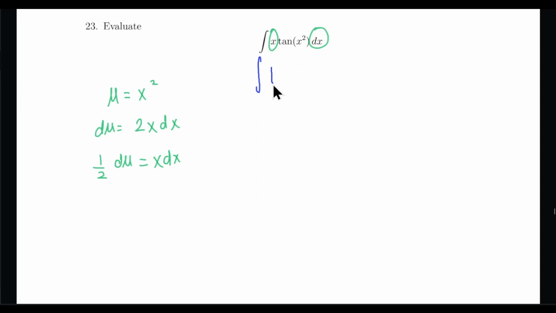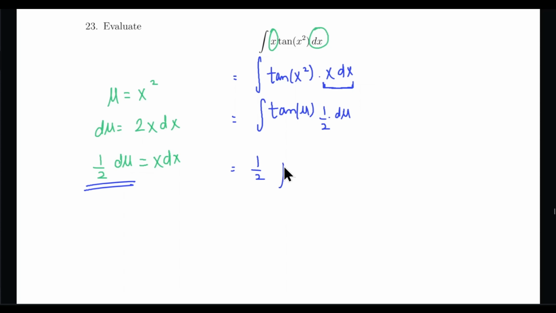So if I rewrite this question, let's write tan of x squared first and then x dx. The reason is so that you can easily see this x dx is now replaced with half du. So half du. And x squared is anyway u, so tan of u. 1 over 2 is thrown outside, so 1 over 2 integration of tan of u du. And the integration of tan is negative natural log of absolute value of cosine. That's just a formula, guys. You have to memorize these formulas, plus c over here.